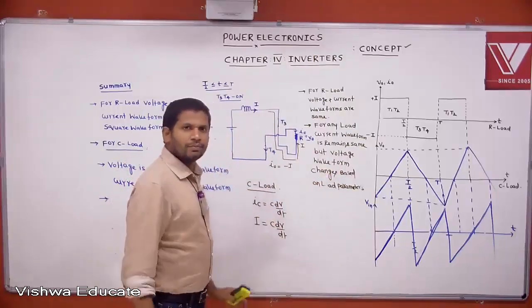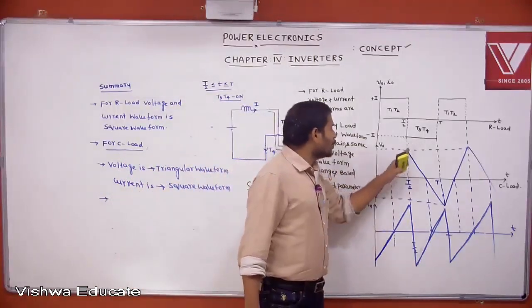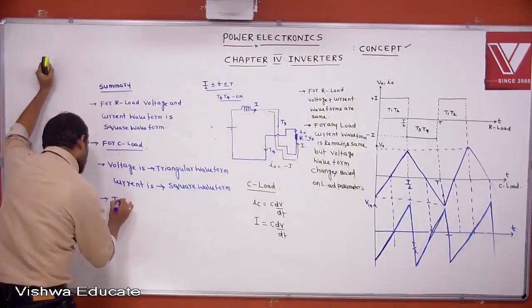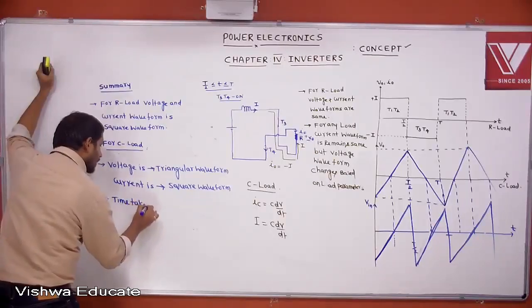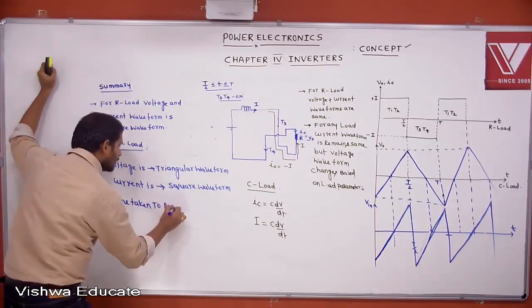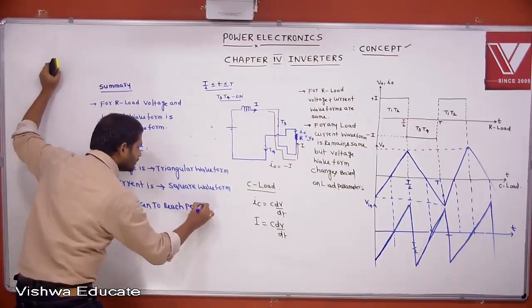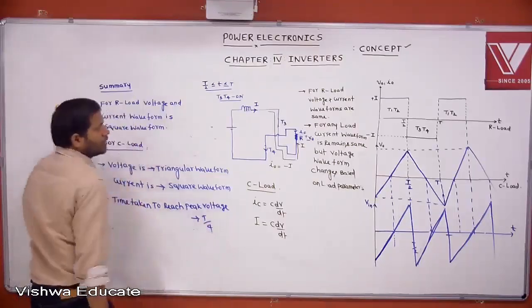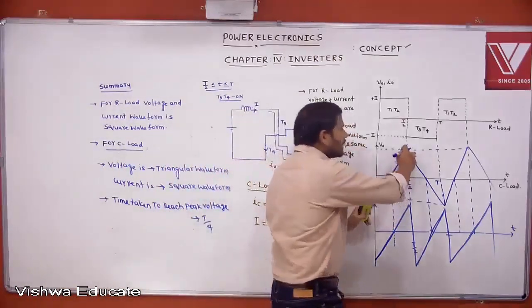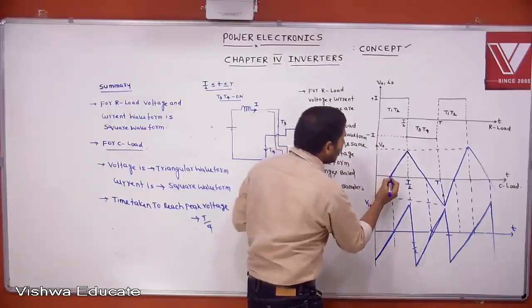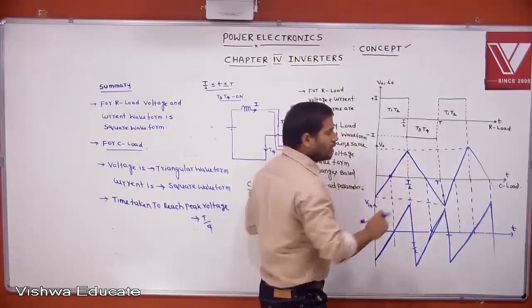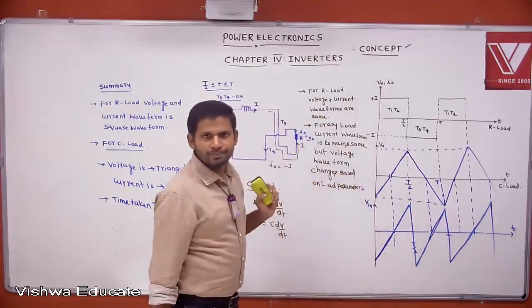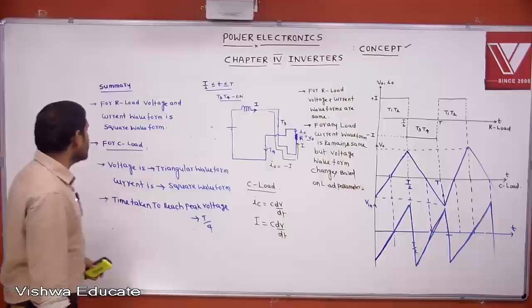Voltage is triangular waveform. Now tell me, what is the time taken to reach peak voltage for purely capacitive load? How much, you tell me. T by 4. Peak to peak means T by 2. I am talking about peak voltage. Peak voltage in the sense you take reference from 0. From this point to this point, to reach this voltage, how much time is it taking? T by 4 time. Time taken to reach peak voltage is T by 4.